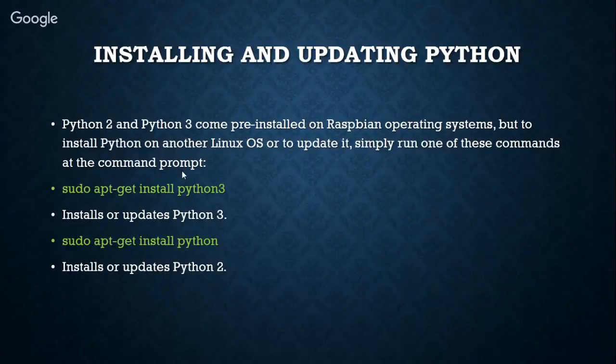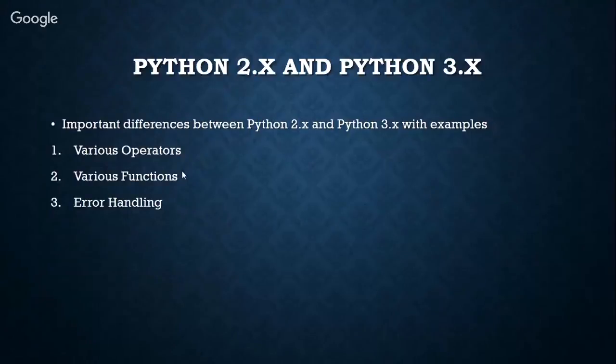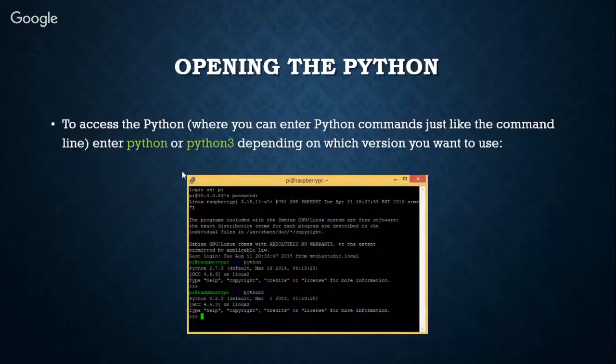You write sudo apt-get install python3, and it will install Python 3. The important differences between Python 2 and Python 3 are various operators, various functions, and error handling in Python 3. To access Python, you can enter the python command or python3, depending upon the version.